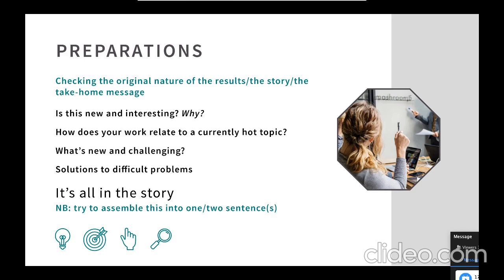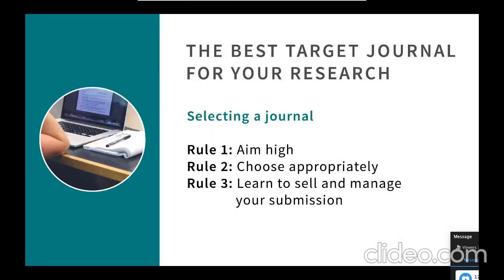They have to prepare to write. They have to think, is the study new and interesting? How does it relate to a hot topic? What's new and challenging? Does the article, for example, provide a solution to a difficult problem? And so I encourage academic authors, when writing for the first time, before they start to write, to write down the message. Talk about the story of the article in 1 or 2 sentences. The message, the audience, and the structure are the keys to effective academic writing.